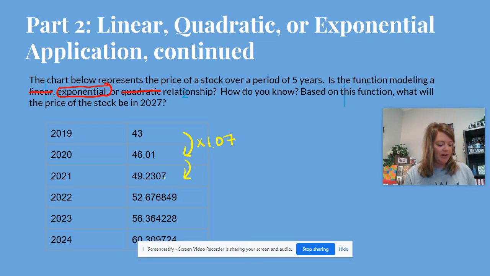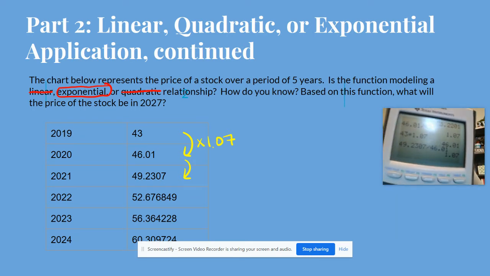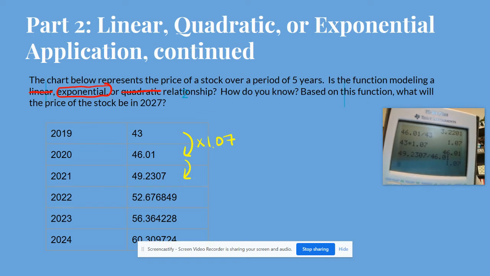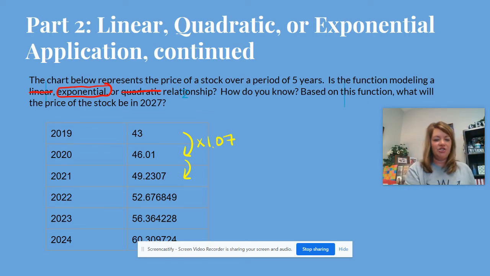Okay, so 49.2307 divided by 46.01. What did we multiply by to get that to happen? See, guys, I'm just doing the division. I'm just working my way backwards to figure out what that ratio is. And it is times 1.07. Looks like this is increasing by 7% because this is 100 and this is 7, so it'll be 7%.